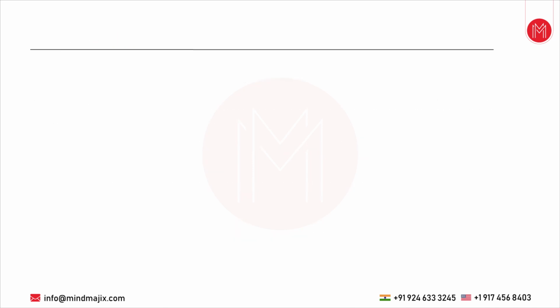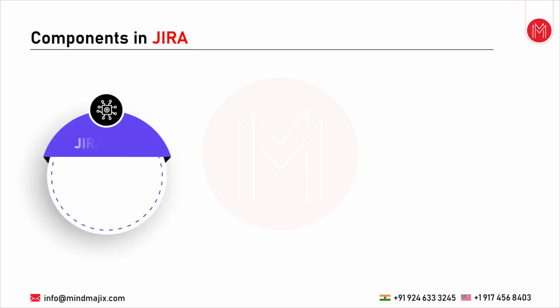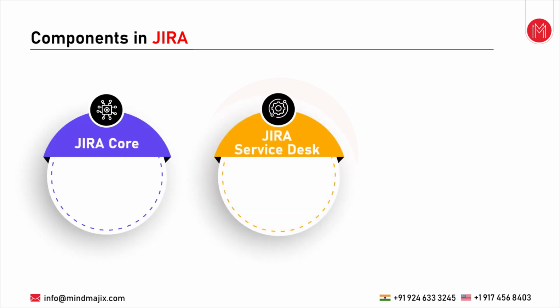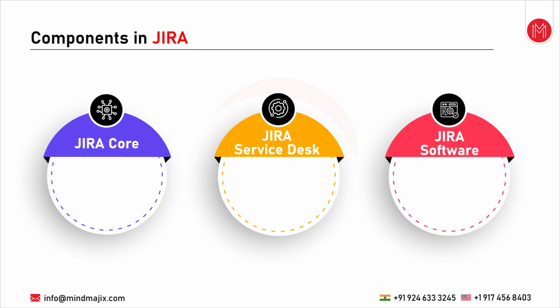So let's move on to the next part here, and the next topic of discussion is the components in JIRA. As you can see on the screen, these are the various components of JIRA, such as JIRA Core, JIRA Service Desk, and JIRA Software. JIRA is divided into three major components, and the term JIRA refers to a common platform that these products are developed on. Okay, so let's discuss these concepts one by one.